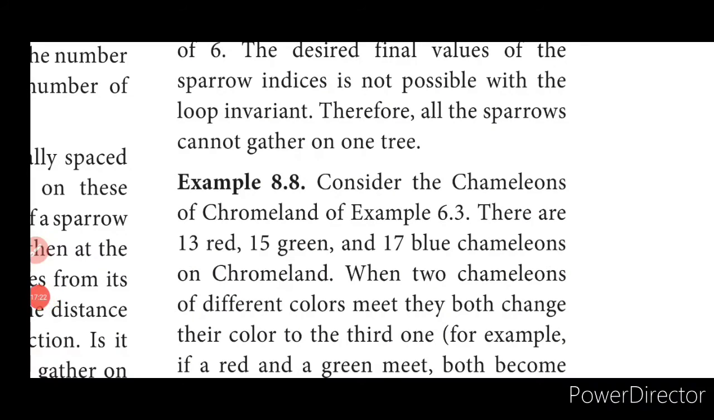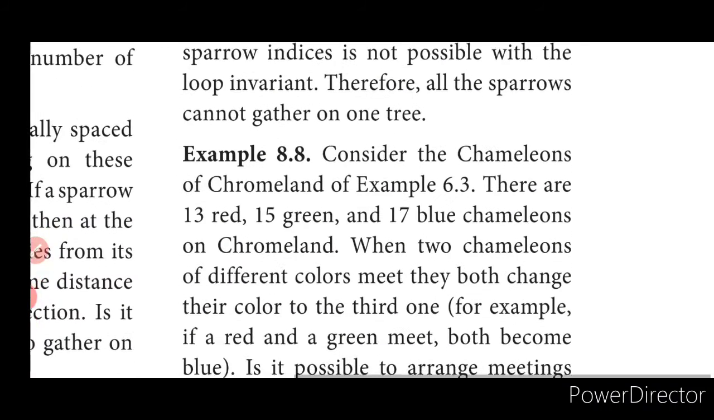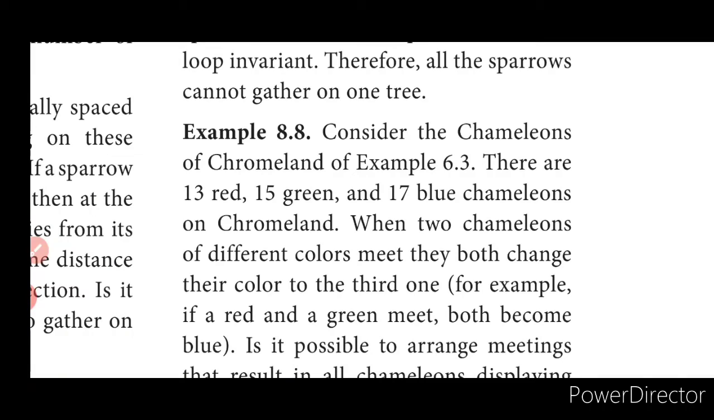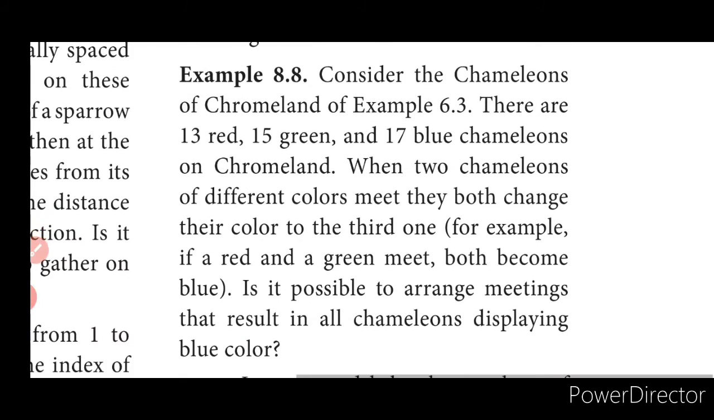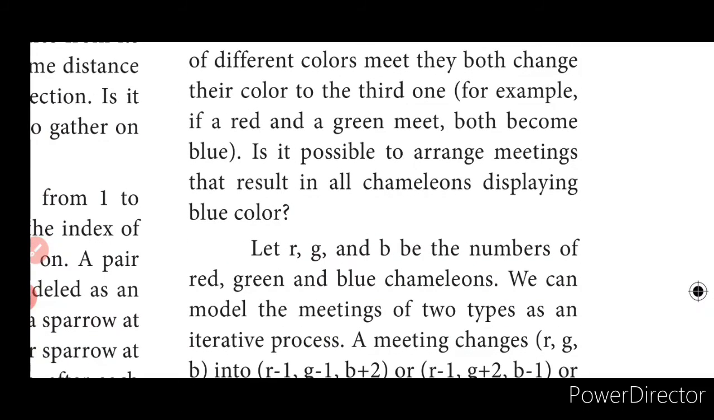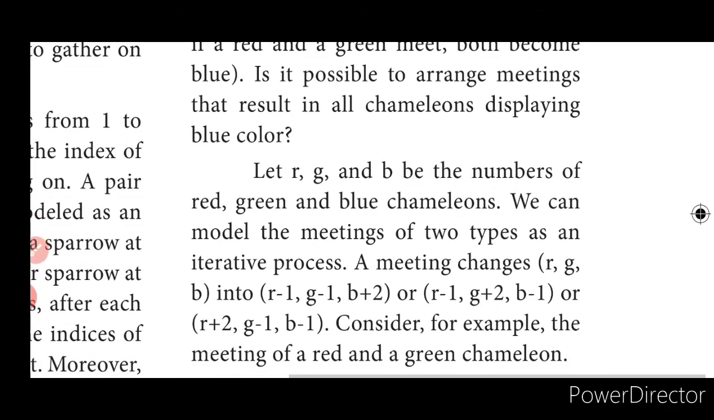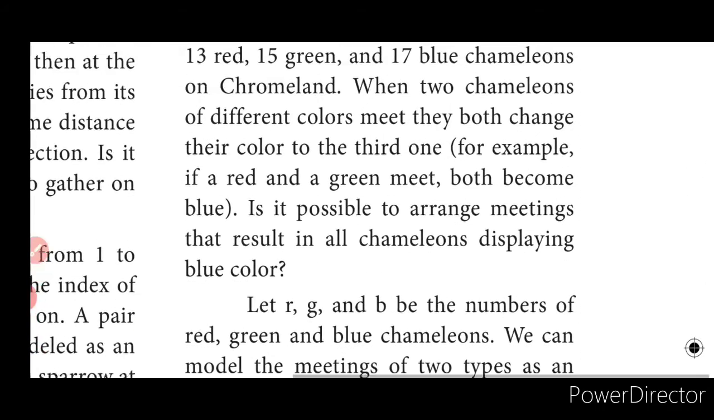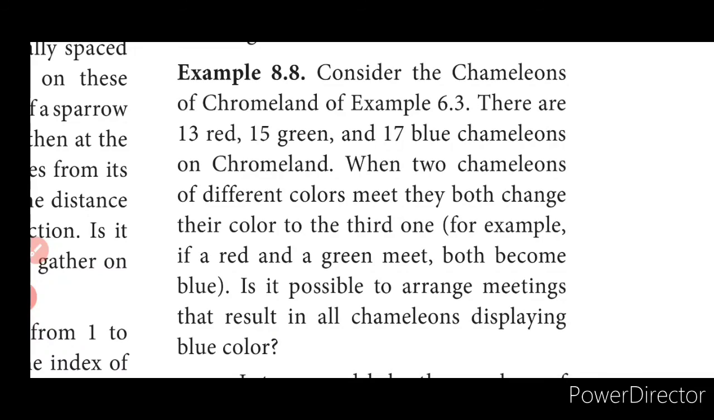Now, let us consider a chameleon problem. Even this we have seen, isn't it? There are 13 red, 15 green, 17 blue chameleons on a chrome land. When two chameleons of different colors meet, they both change to the third one. This is the rule that we follow. Yes, we even solved it long ago, isn't it? We have done it for 3, 5, 7, I think. Here it is a quite big number, that's it. Is it possible to arrange the meeting that results in all chameleons displaying the blue color? Now they have taken that everything has to be changed to blue color.